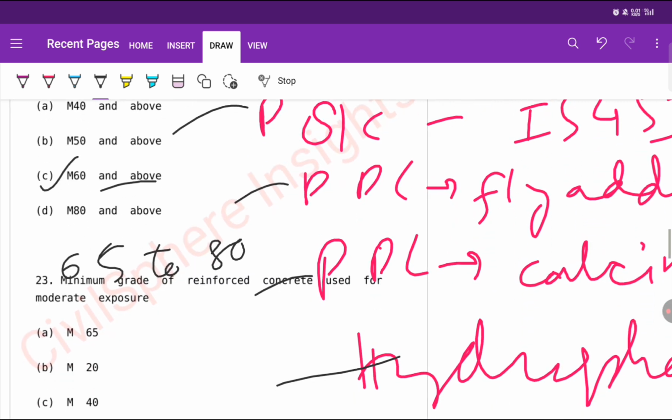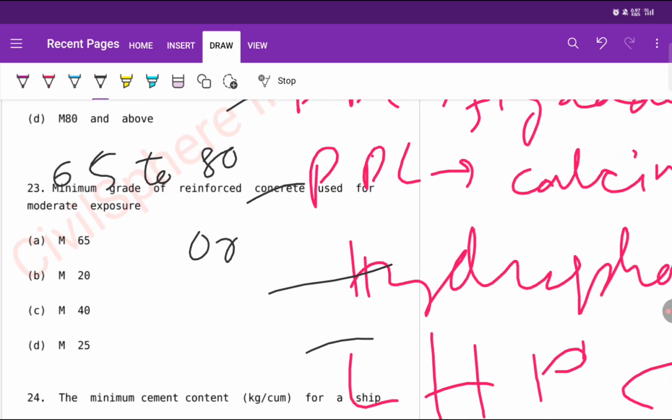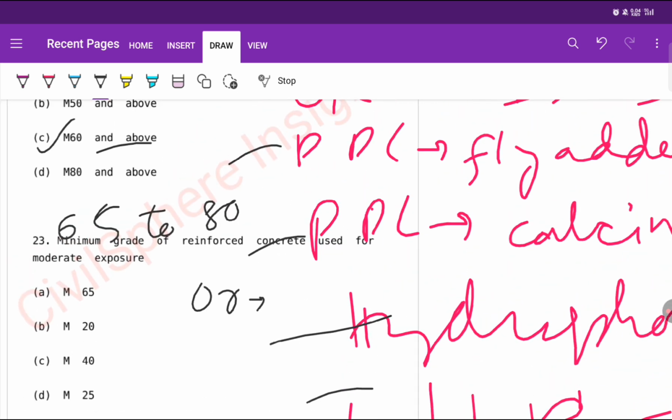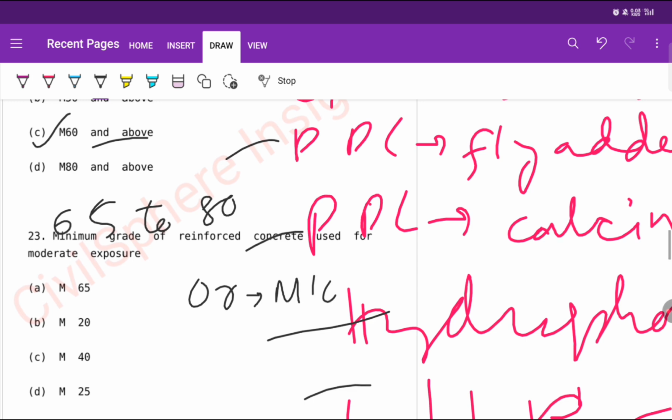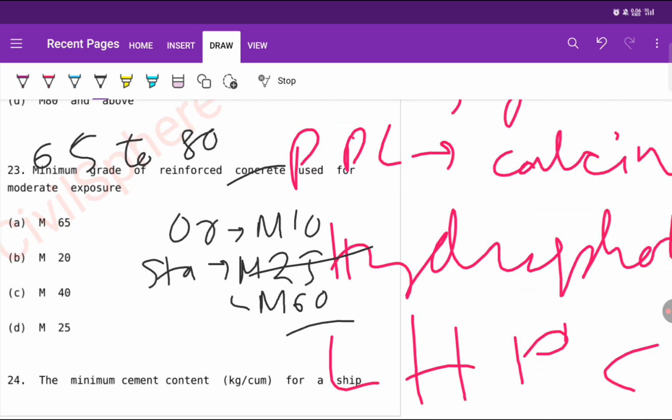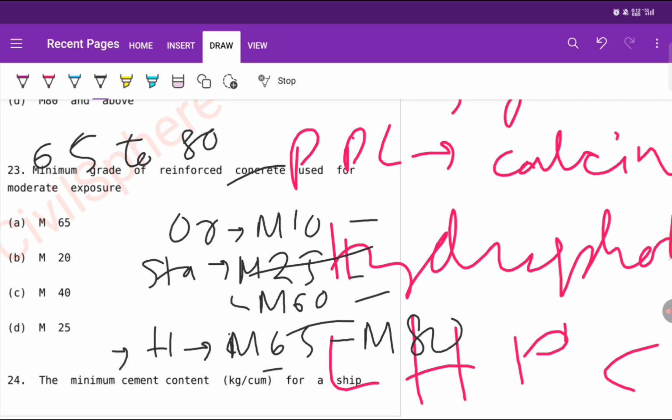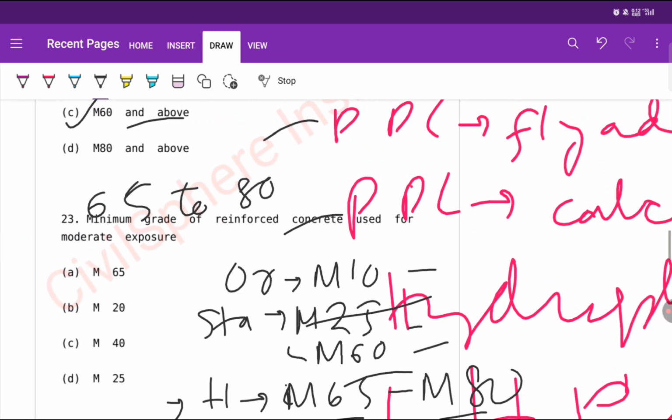Okay, so first of all we have ordinary grade, which is M20. Then we have standard grade, which is M25 to M65, sorry, M60. Then what is high strength? High strength is M65 to M80, remember. So ordinary grade M10 will come first, then standard grade M25 to M60, then the highest rank concrete M65 to M80.